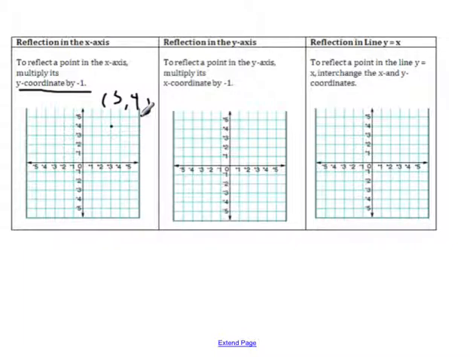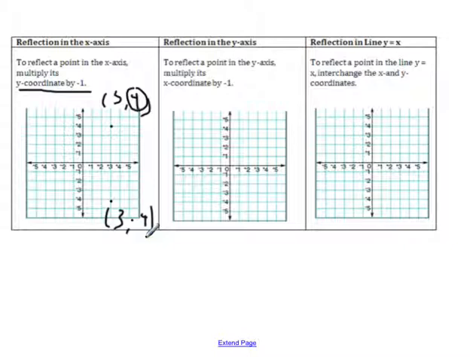Now I want to reflect it over the x-axis. So I'm going to take my y-coordinate, which is 4, and multiply it by -1, which is going to give me -4. So then I'm going over 3 and then down 4. So now my new image is 3, -4, because I reflected it over the x-axis, which means I need to multiply the y-coordinate by -1.